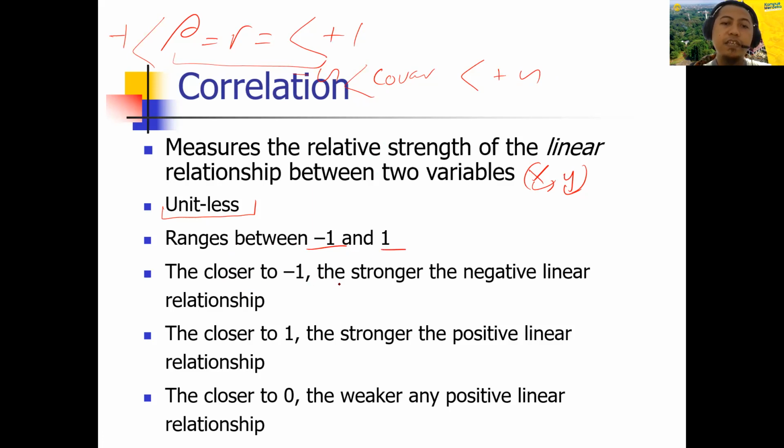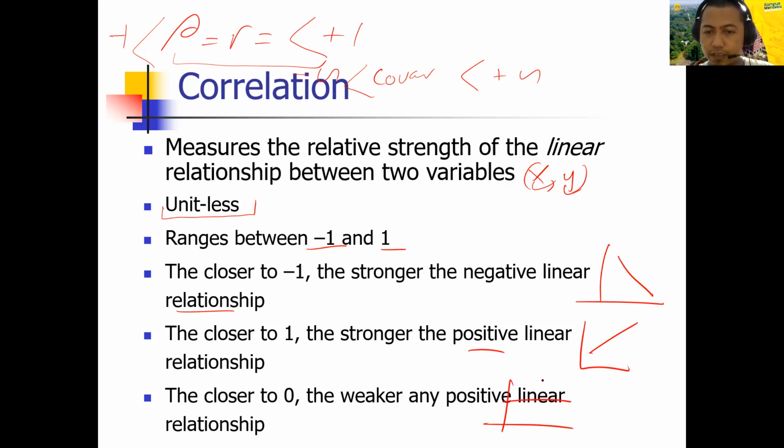Closer to -1 means a stronger negative linear relationship. Closer to 1 means a stronger positive linear relationship. Closer to 0 means a weaker, the weakest, positive or negative relationship. So something like this, right? Like this or like this. Okay.